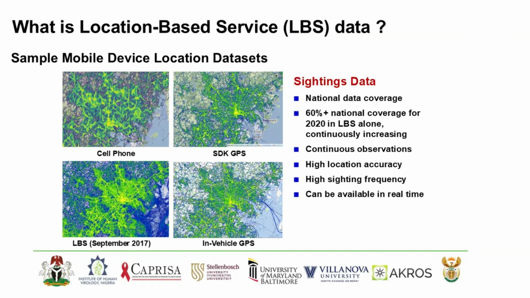Let's begin with the key data source, location-based service, LBS data. These are passively collected records from mobile devices such as smartphones and GPS systems. Each location sighting includes an anonymized ID, latitude and longitude, a timestamp, and positioning accuracy. By tracking these data points over time, we can reconstruct individual-level mobility patterns, forming the foundation for large-scale behavioral analysis.